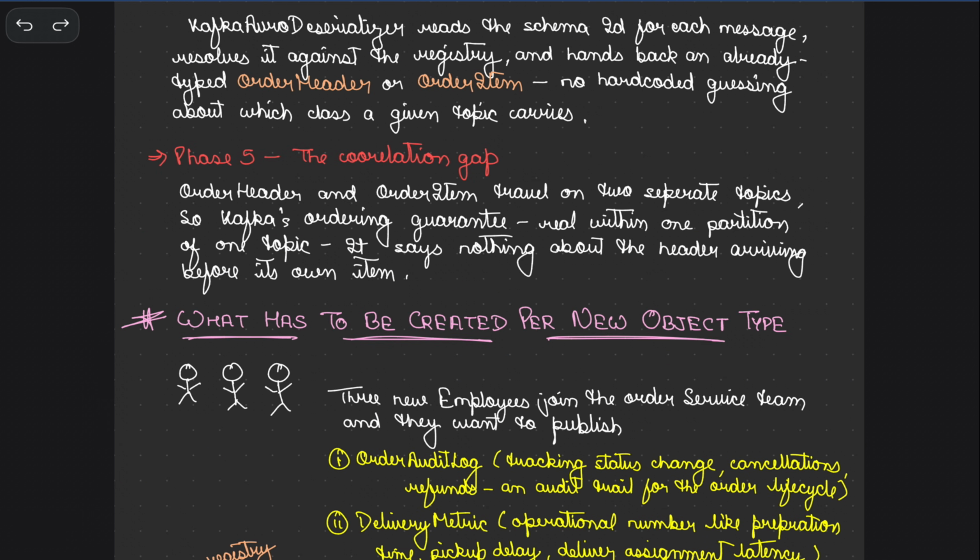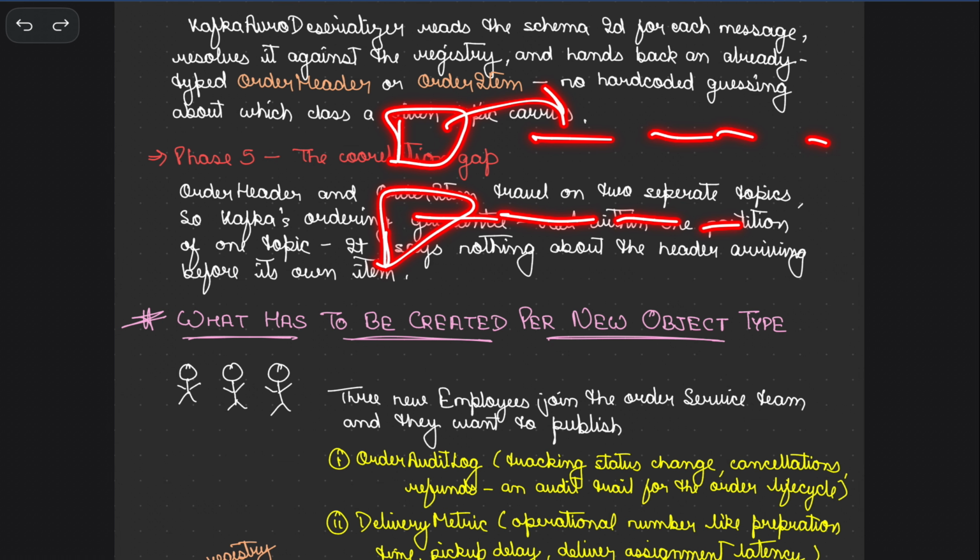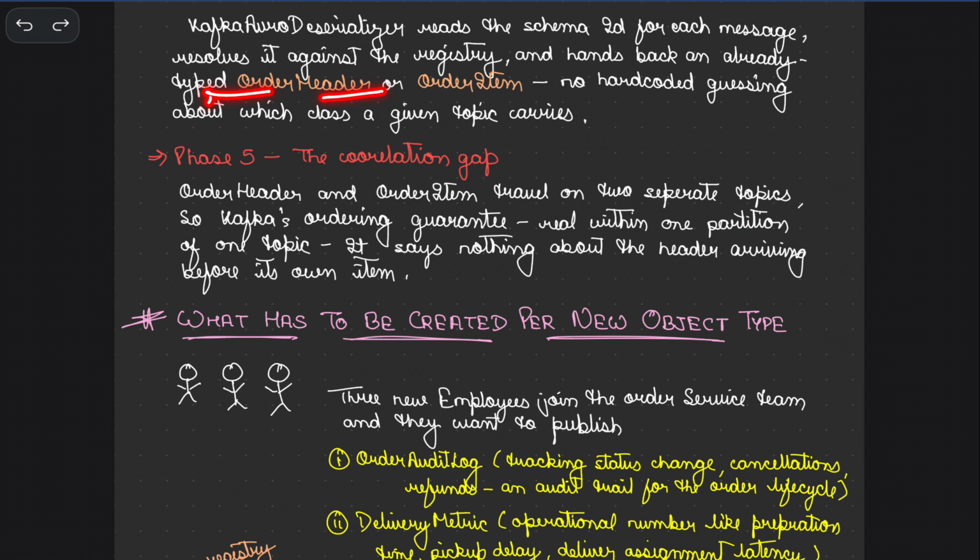Now what will happen? The Kafka Avro deserializer reads the schema ID for each message and resolves it against the registry. They go to the registry and find that order header has these many values and order items have these many values. They resolve it into typed order header and order item. There is no hardcoded guessing about which class a given topic carries. I hope till here it is clear.